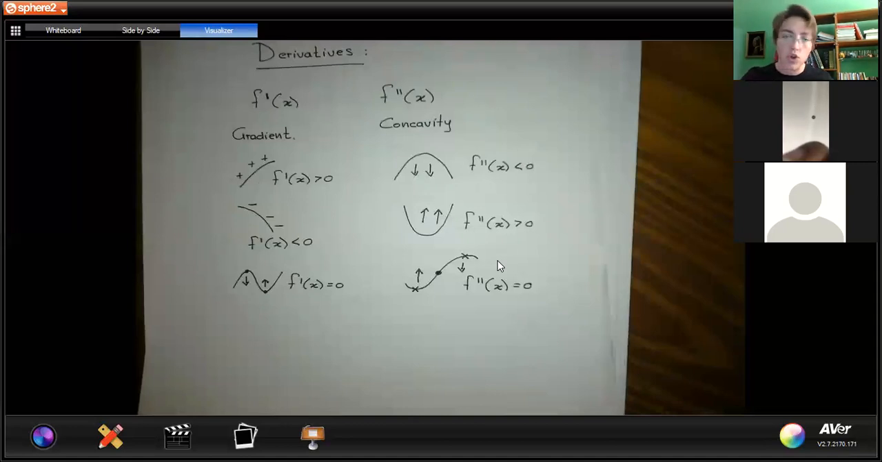This isn't always true, but for you guys, because you only do cubic functions, this is always true. The point of inflection is where the second derivative is equal to 0. That's always true for the core maths people, so you don't have to stress about that. So this is pretty much what we're going to be looking at when we look at these graphs. Okay, so let's take a look at these graphs.